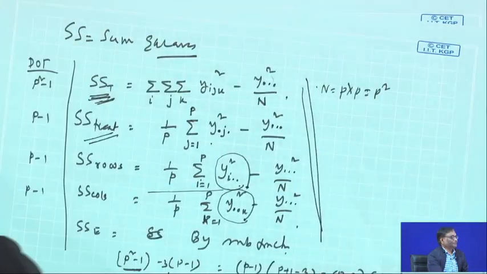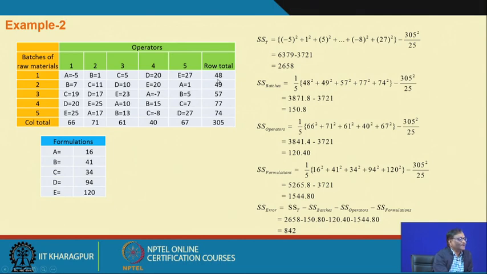So, what is row total? First row 48, second row 49, third row 57, like this. You see SS batches, all those row totals are squared and their sum is taken, and then we divide by 5, because there are 5 batches of raw material. So, we have taken the average of those squared values, and then it is subtracted by the correction factor, that is y triple dot square by n, and you are getting this value.